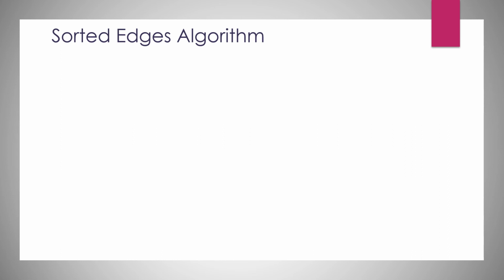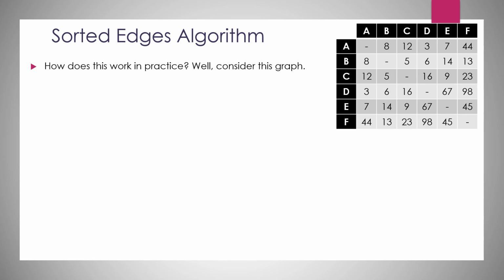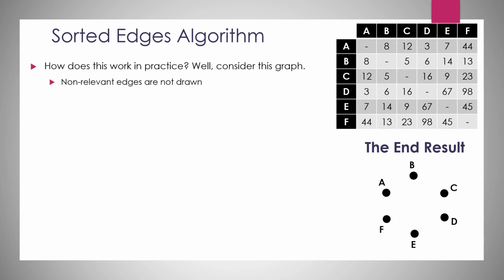So let's finish this off with one more example by asking how this works in practice. So let's look at this graph. And by graph, I mean this table, which represents a graph. And this is going to be the end circuit, the end result here. Oh, I'm not going to draw any edges that are not relevant.